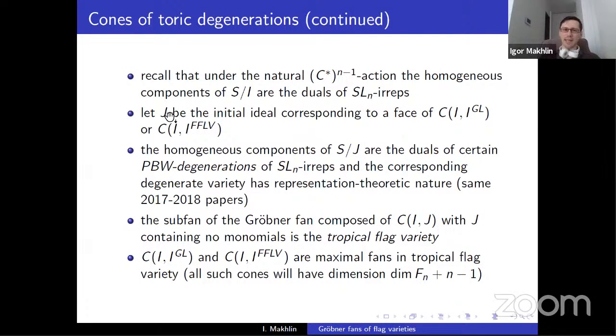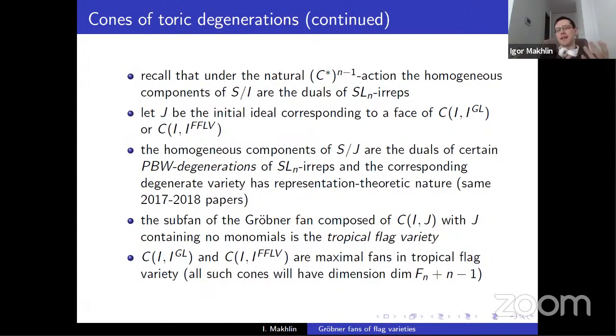Now if we have an initial ideal J, any initial ideal of I, it is also invariant under the torus action, and this means that the quotient ring will also have homogeneous components, and because it is an initial ideal, these homogeneous components have to have the same dimensions.